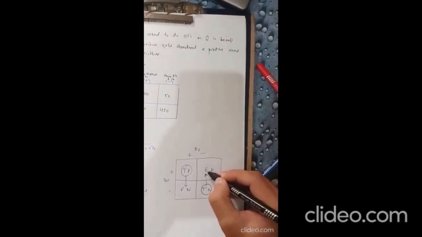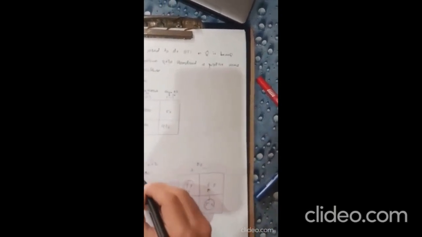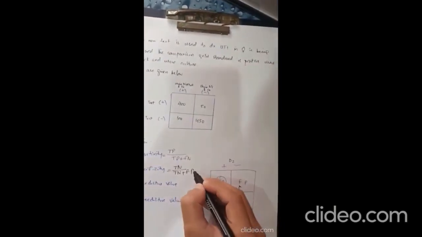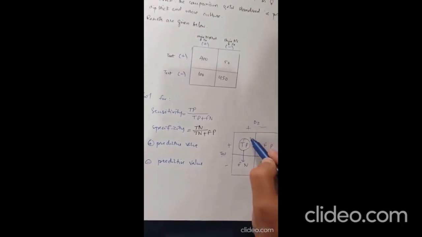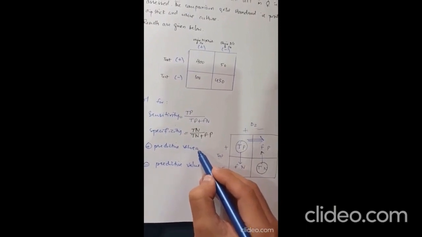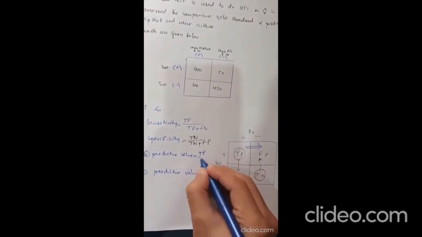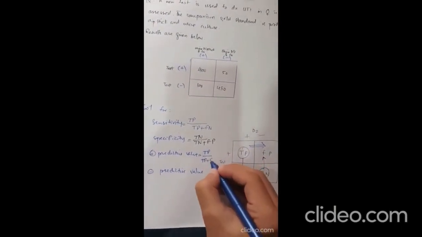You will go from here to there. So specificity will be truths on the top. Truths will always remain on the top: true negative upon true negative plus false positive. Now in order to calculate the positive predictive value, you will go from here to here. In the calculation for positive predictive value, everything will be positive, either true positive or false positive. Truths will always be on the top, so true positive upon true positive plus false positive.